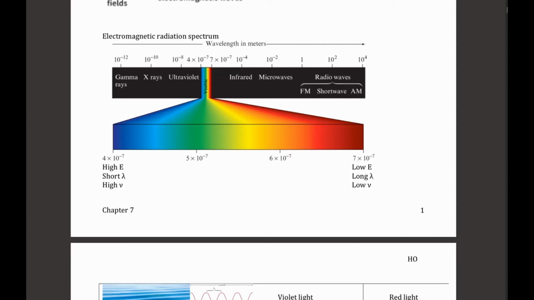After visible, we have infrared radiation. Then we have microwaves. Those are what you probably have used sometime today to heat some food item in your microwave oven. After that, we have radio waves, which we use a lot when we listen to the radio.